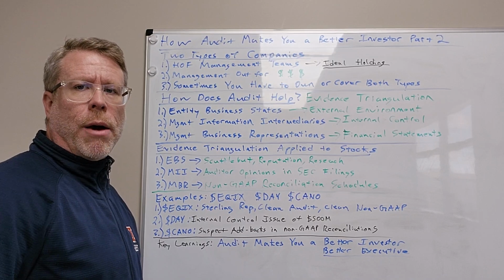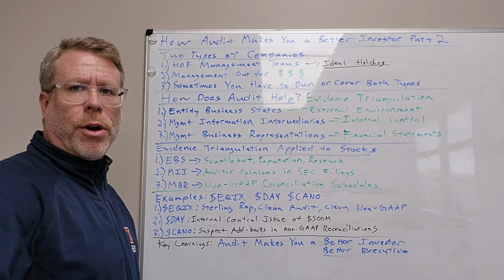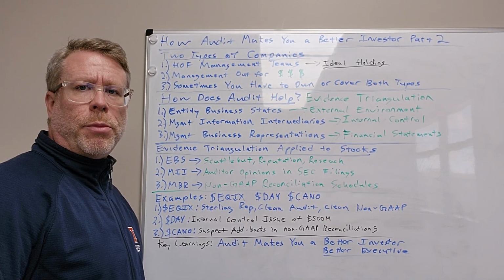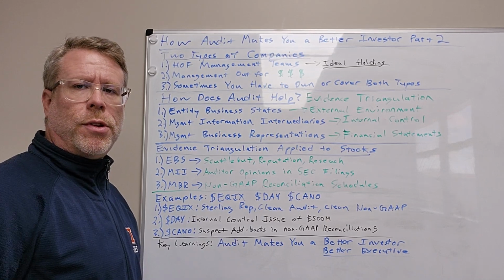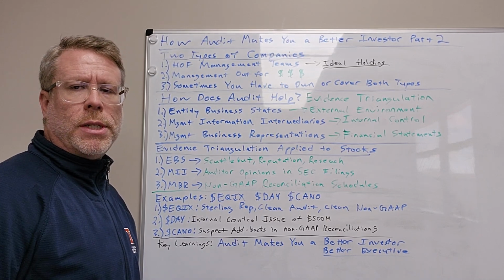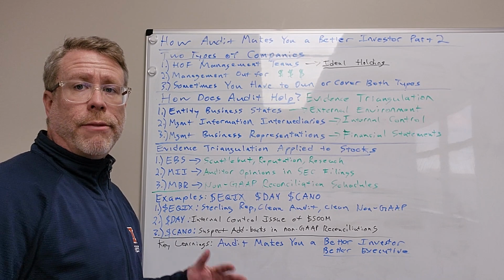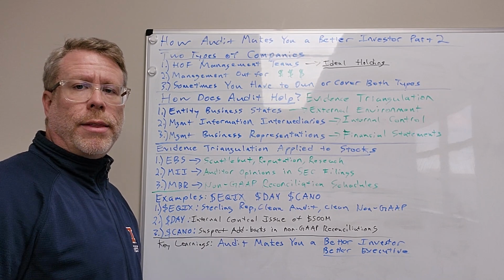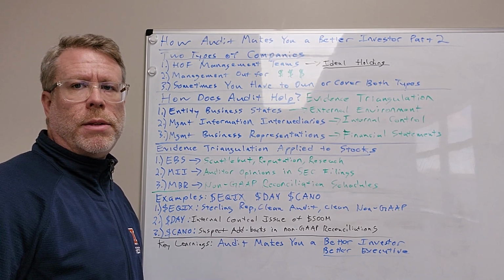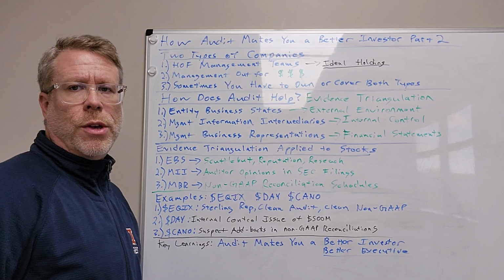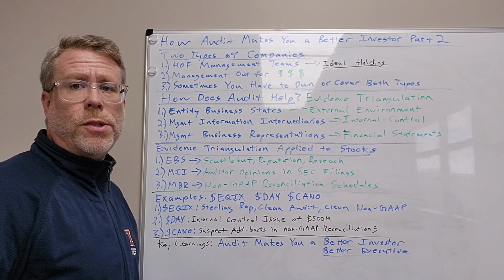Today we're going to talk about how audit makes you a better investor, part 2. Let's start with this simple framework that there are two types of companies. There are those companies run by Hall of Fame management teams that execute well, and everybody wants to own that stock forever. And then there are those management teams that just seem out to make a quick buck and may not execute as efficiently. And you probably don't want to own those stocks.